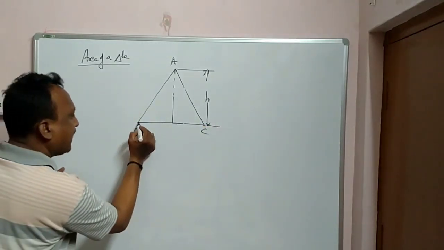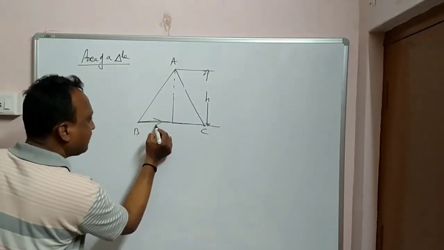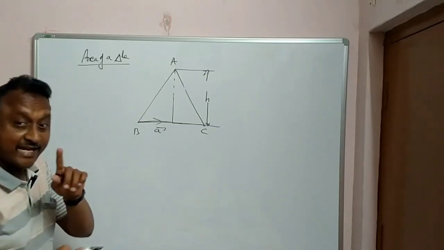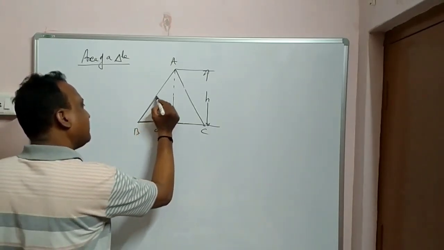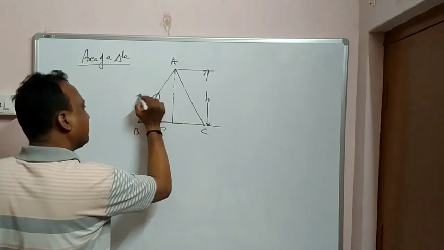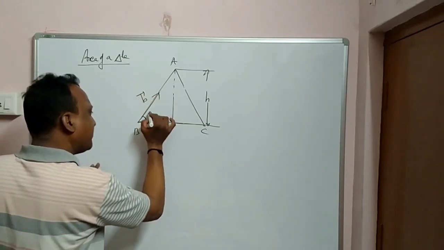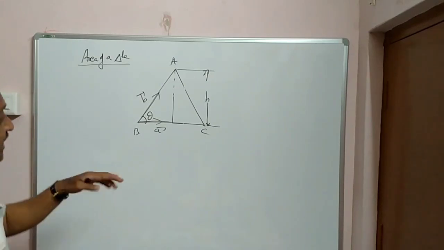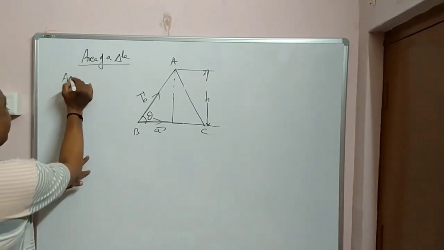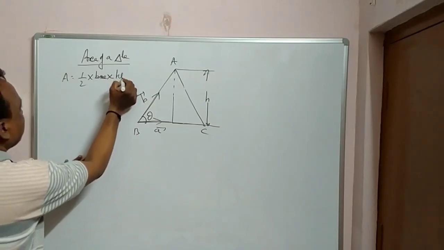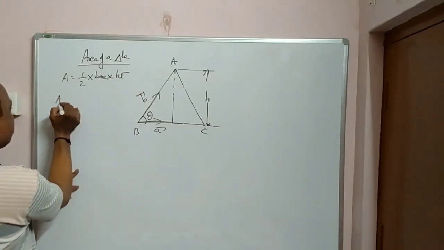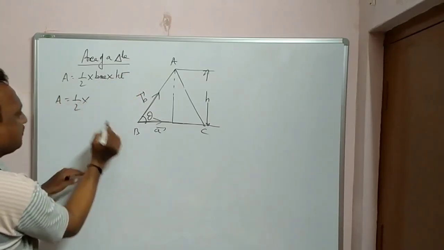Now let this vector be A bar. I told you tail to tail, not from head to tail. So this is one vector. Let us take another vector B bar. Now let the angle between them be theta. Now how to get the area of the triangle? We all know area is given by half base into height.